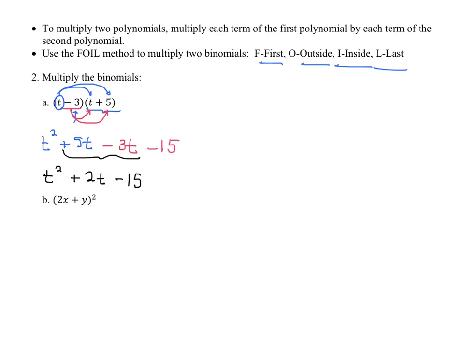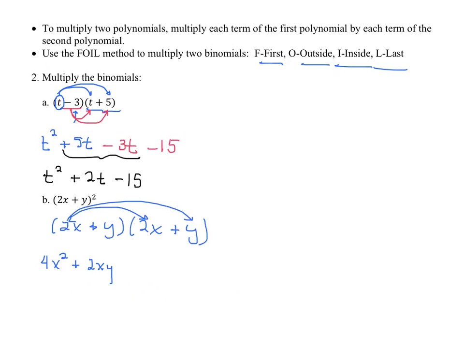Next. The next one can be intimidating, but if you write out what it means, it will help you multiply it out. So this is really 2x plus y times 2x plus y. And then we're going to use the FOIL system. So 2x times 2x is 4x squared. 2x times y is a positive 2xy.